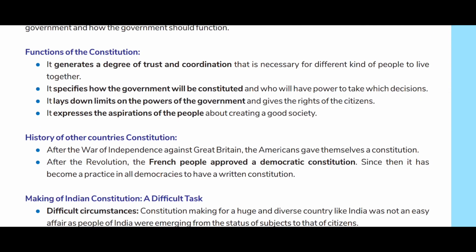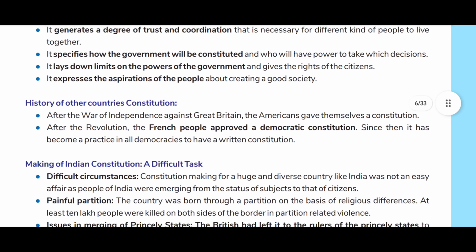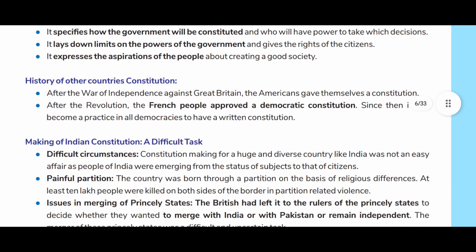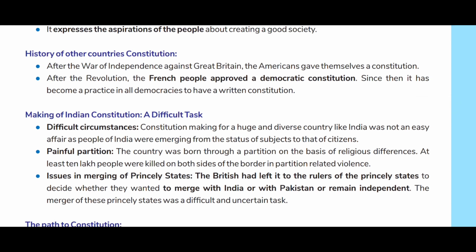Functions of the Constitution. It generates a degree of trust and coordination that is necessary for different kinds of people to live together. It specifies how the government will be constituted and who will have power to take which decisions. It lays down limits on the power of the government and gives the rights of the citizens. It expresses the aspiration of the people about creating a good society.